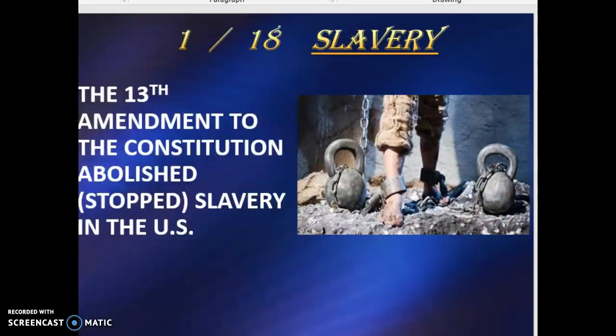First word, slavery. The 13th Amendment to the Constitution abolished or stopped slavery in the United States. The United States fought a bloody Civil War, 1861-1865, United States, USA versus Confederate States, CSA. Of course, the USA won that war. Congress ratified the 13th Amendment, and that stopped slavery in the United States.